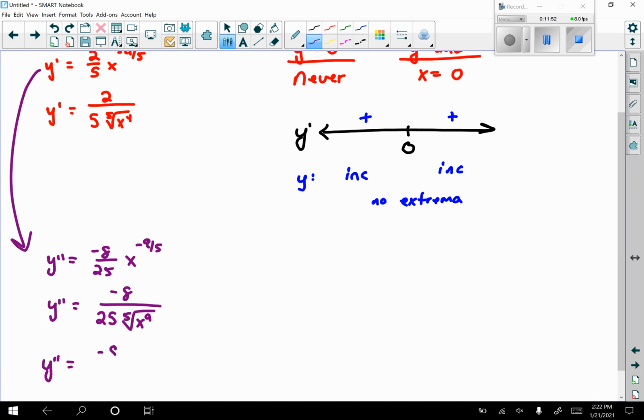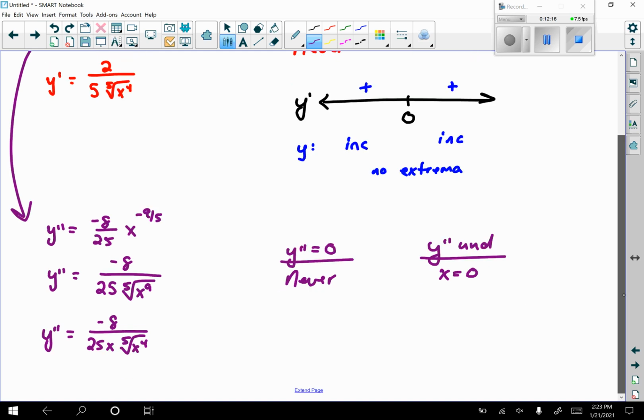So we're going to have negative 8 over 25. Now, think of factoring this into x to the 5th times x to the 4th. So an x will come out, and then we'll have the 5th root of x to the 4th. So we'll go ahead and determine where this is equal to 0 and where this is undefined. Again, our numerator is a constant, so that will be never. And then this, again, will be undefined when x is 0.